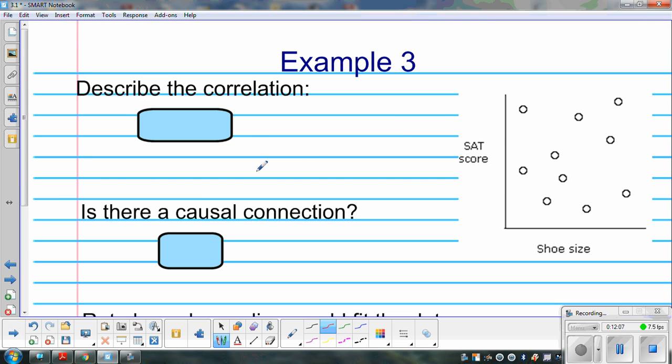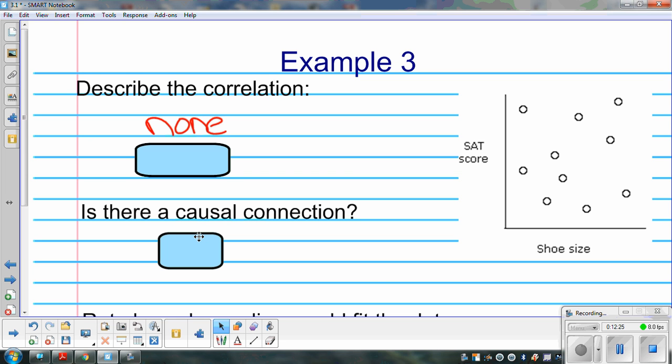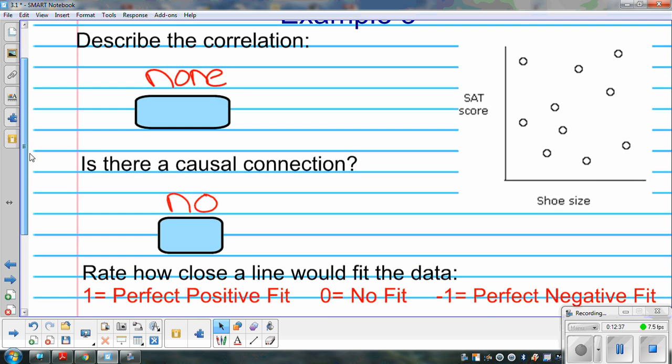Here's our last example. Draw a quick graph. Shoe size. As it increases, does that increase or decrease your SAT scores? Well, if you look, the points are all over the place. There is no correlation. So if we would describe the correlation, we'd say there is none. Is there a causal connection? Does your shoe size increasing cause your SAT scores to increase or decrease? The answer is no. Your shoe size has nothing to do with your SAT scores.